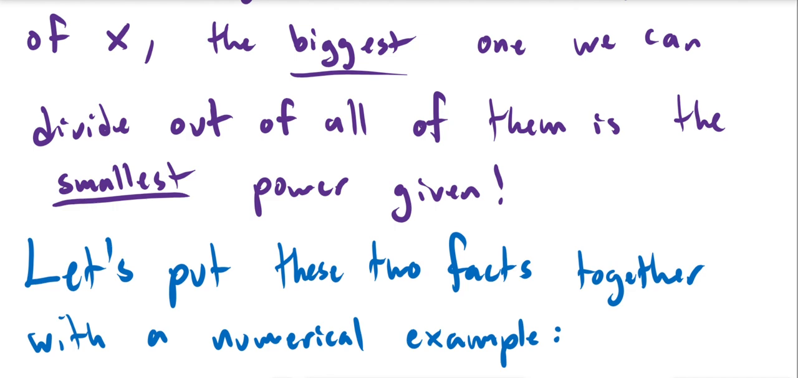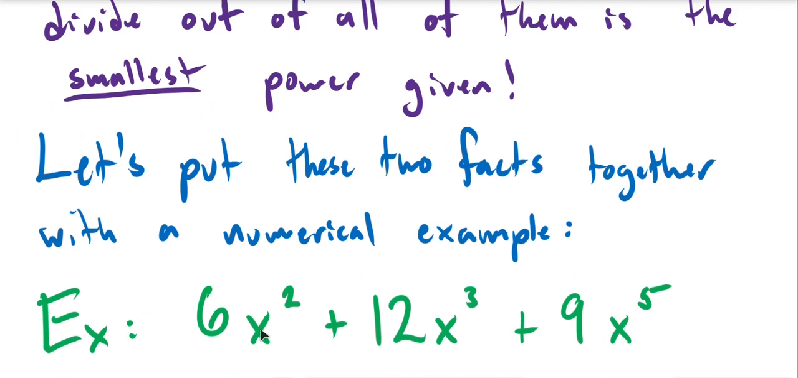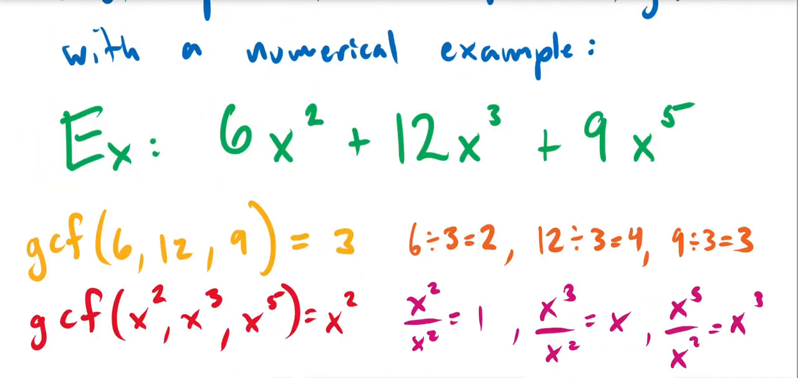So let's put these two facts about coefficients and about variables together with a numerical example. Here I have a polynomial 6x squared plus 12x cubed plus 9x to the fifth. And we can factor a greatest common monomial out of each one of these and write it up front. But first I have to answer the questions. What is the greatest common factor of the coefficients? The greatest common factor of the coefficients of 6, 12, and 9 is going to be 3. 3 is the biggest number that divides evenly into all of them.